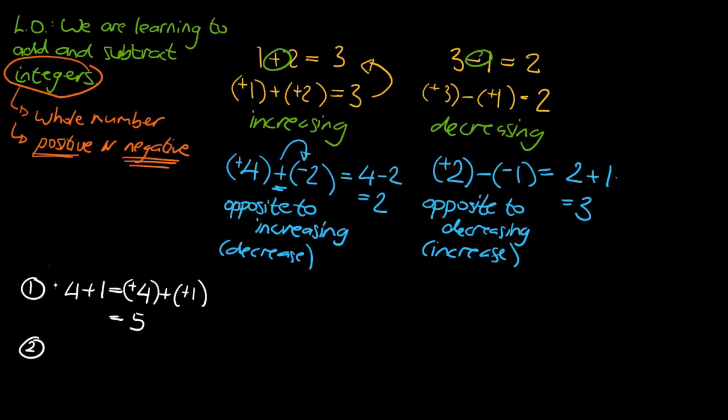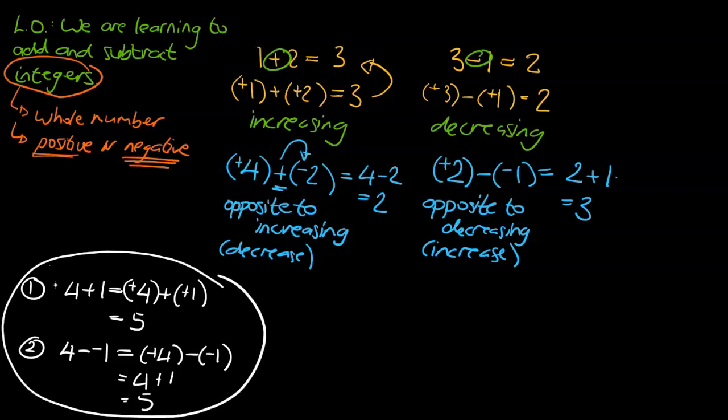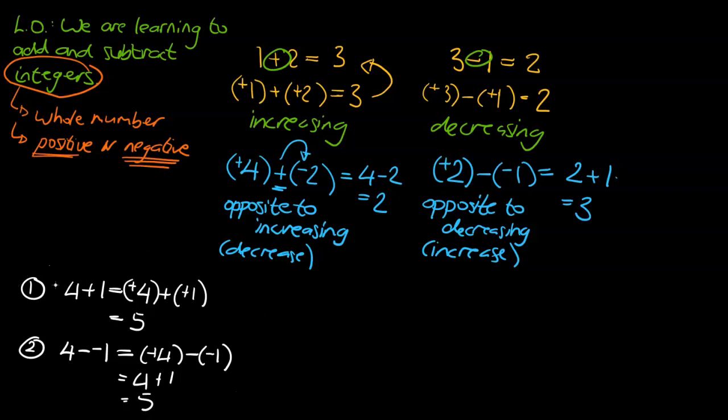So scenario number 2, we're going to have 4 minus negative 1. What this is saying is that's positive 4 again, and we are minusing negative 1. So we are trying to decrease here, and that's saying it's the opposite of decreasing, which is just increasing. So all of that is going to become 4 plus 1, which is going to get us to 5. So that's actually the exact same result as the previous scenario. We'll go through a few more examples.